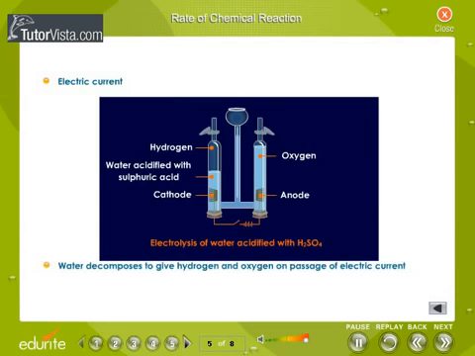Water decomposes on passage of electric current to give hydrogen and oxygen. High pressure catalyzes the reaction. Similarly, the formation of ammonia is catalyzed by iron.